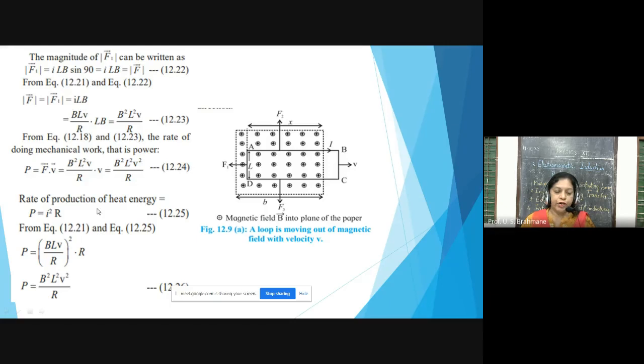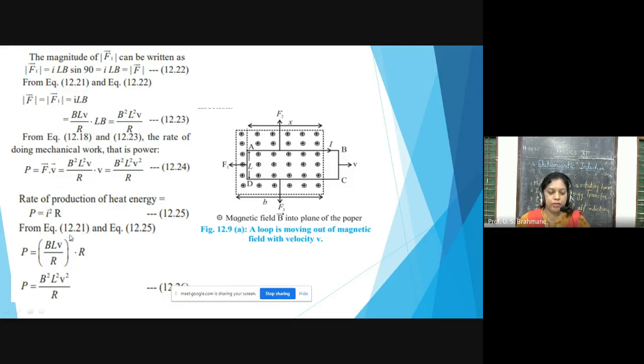So rate of production of heat energy P is equal to, we know by Joule's law, P is equal to I square R, isn't it? So this is the rate of production of heat energy, I square RT. But if T is 1, isn't it? So from equation 12.21, from the above equation, and equation 12.25, what do we have? P is equal to what?